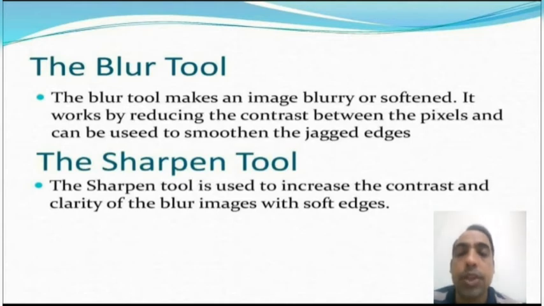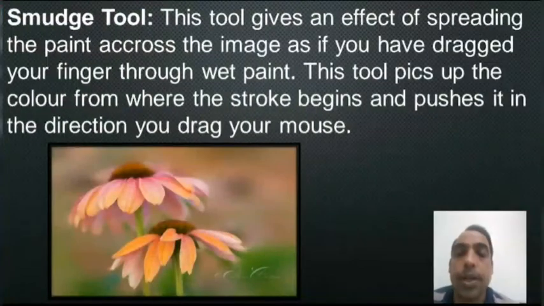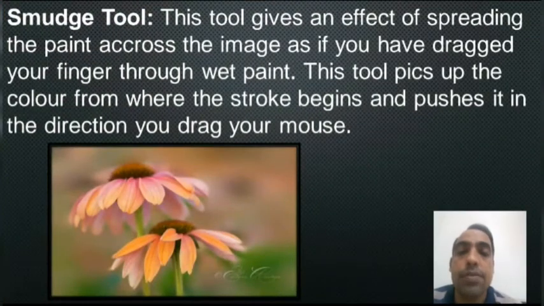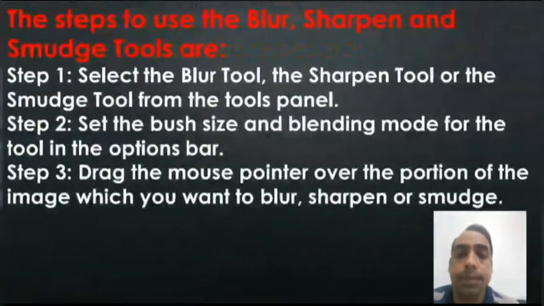Sharpen tool. The sharpen tool is used to increase the contrast and clarity of the blur images with soft edges. Smudge tool. This tool gives an effect of spreading the paint across the image, as if you have dragged your finger through wet paint. This tool picks up the color from where the strokes begin and pushes it in the direction you drag your mouse.